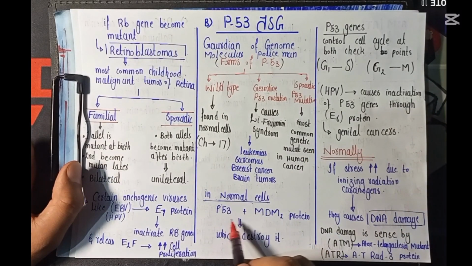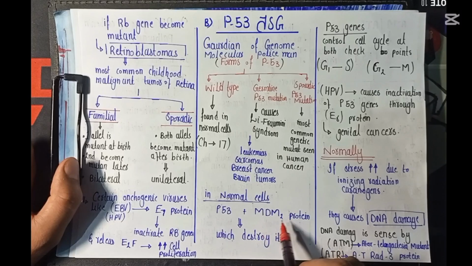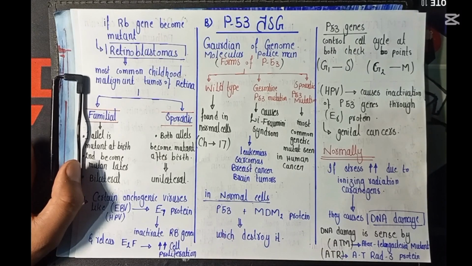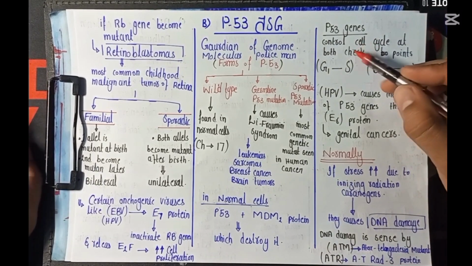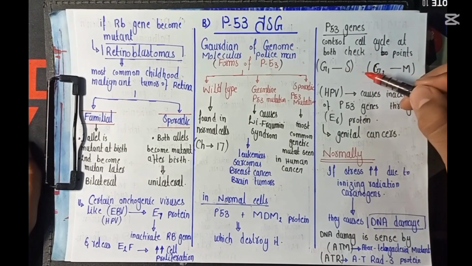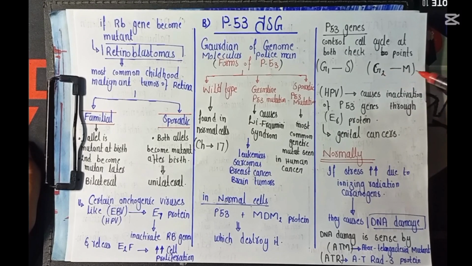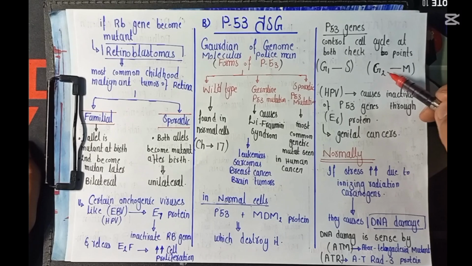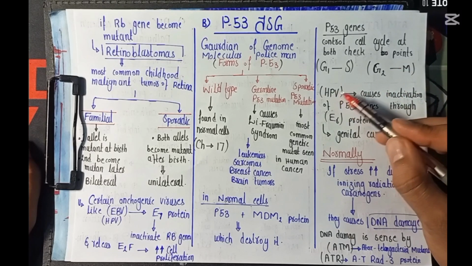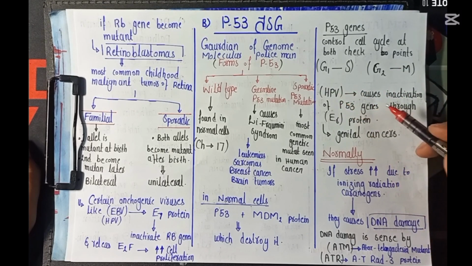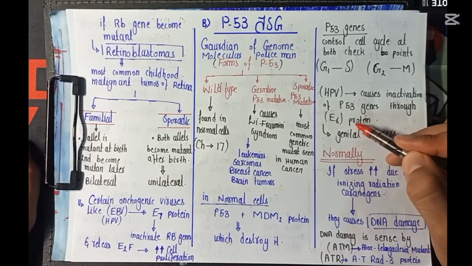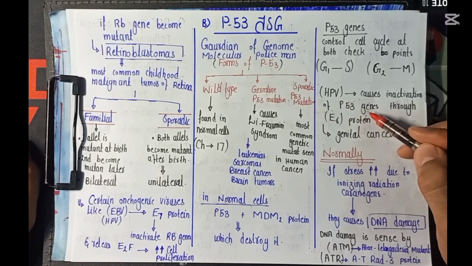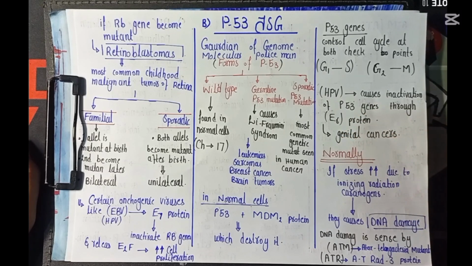In the normal cell, the p53 gene binds with the MDM2 gene, and the MDM2 gene degrades the p53 gene and reduces its half-life. The p53 gene controls the cell cycle at both checkpoints, from G1 phase to S phase and from G2 phase to M phase. If there is any damage to the DNA, there will be arrest of the cell cycle at both phases. There are certain DNA containing viruses like human papilloma virus, which releases a protein known as E6 protein, and this E6 protein causes inactivation of the p53 gene, which causes cancers like genital cancer.